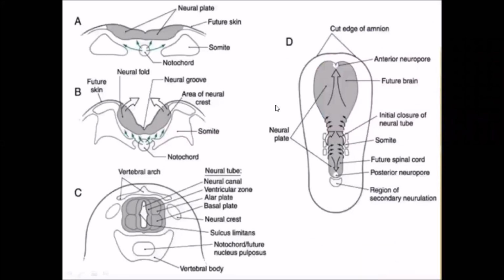Now the neural tube is open. There will be multiple neuropores. The middle neuropore initially closes, resulting in the formation of the neural tube, and then there will be the anterior or cranial neuropore, and the posterior or caudal neuropore.